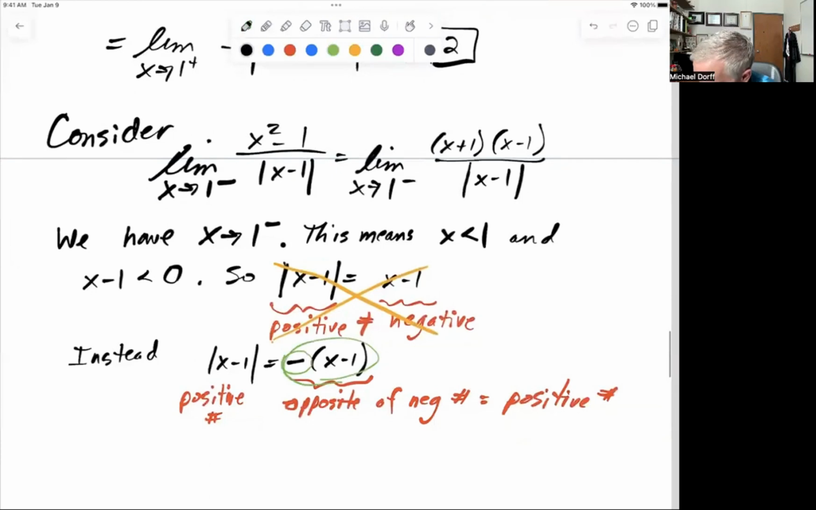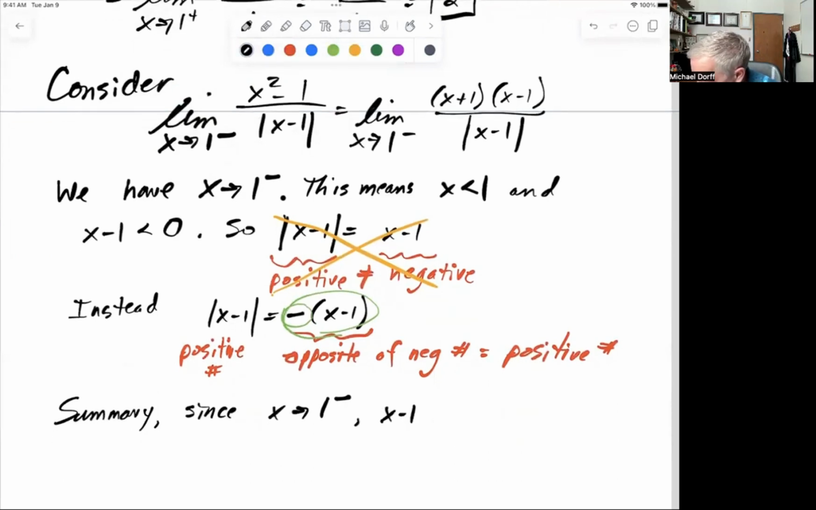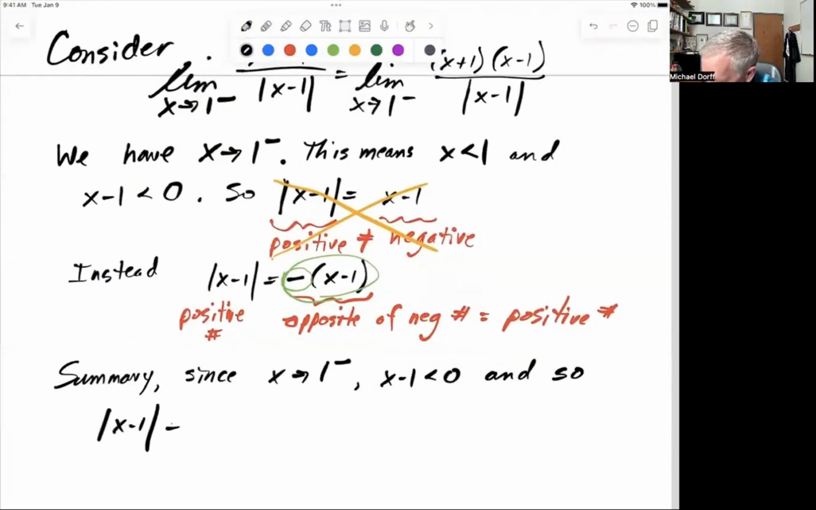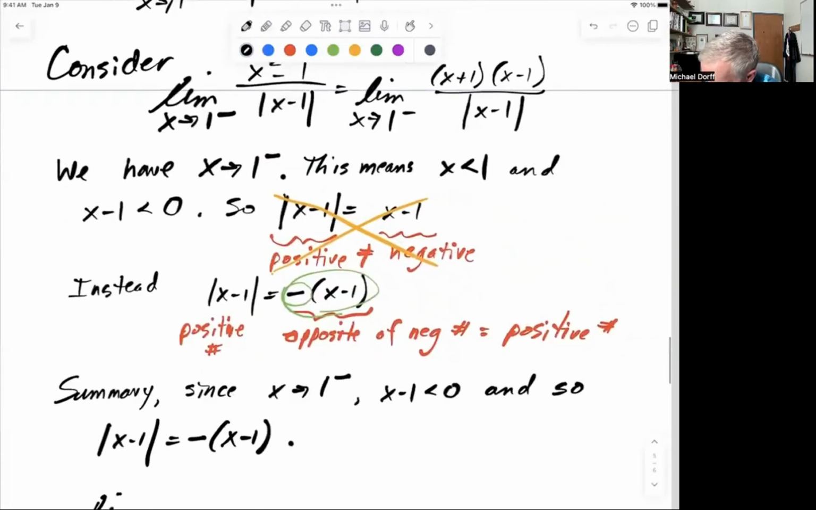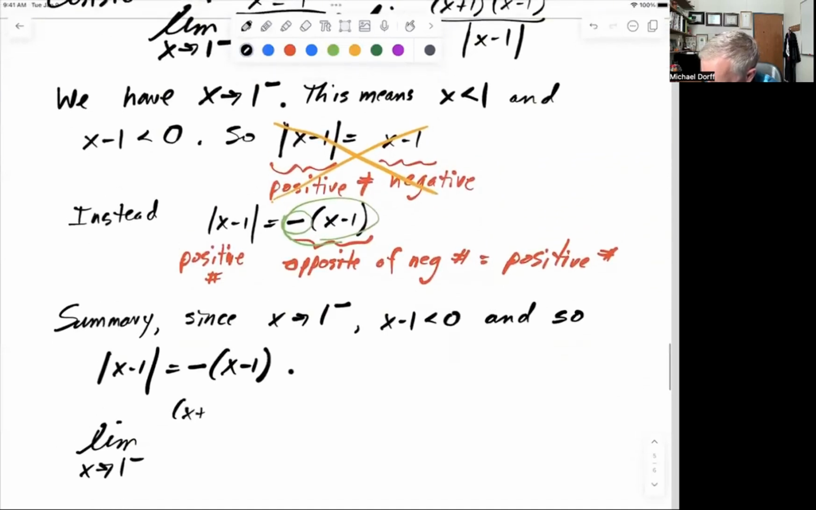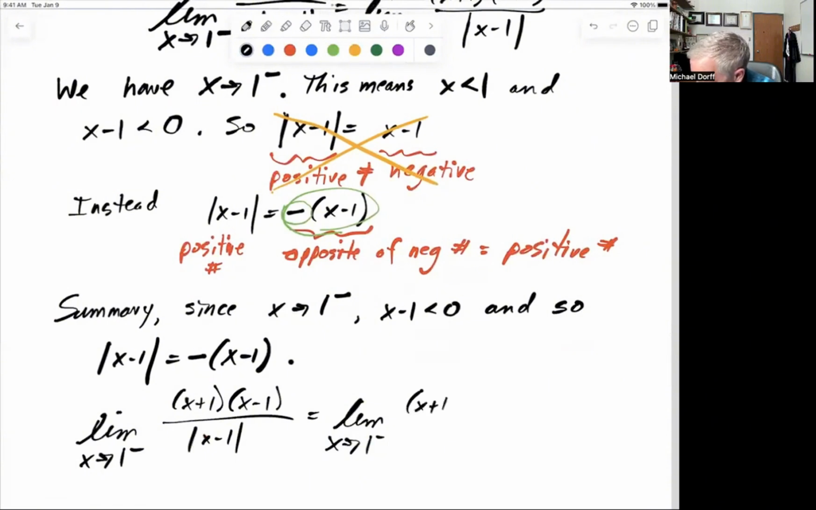So in this case, summary: since x is approaching 1 from the left, x minus 1 is less than 0, and so the absolute value of x minus 1 is equal to the opposite of x minus 1. So now my limit as x goes to 1 from the left, we had up here earlier, x plus 1 times x minus 1 all over the absolute value. Now I can write that as the limit as x goes to 1 from the left of x plus 1 times x minus 1 over the opposite of x minus 1.